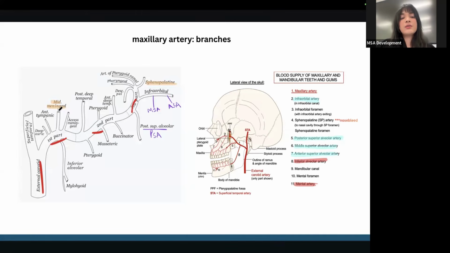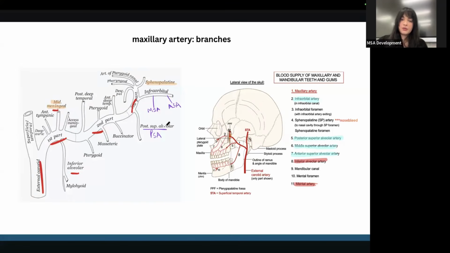The first part, I want you to remember, middle meningeal artery, inferior alveolar. All of these are important, by the way, but just remember now for recall's sake, middle meningeal and inferior alveolar. Second part, posterior deep temporal, pterygoid, anterior deep temporal, pterygoid, masseteric, buccinator, so all the muscles, basically. And then you have the third part, you have infraorbital and sphenopalatine and posterior superior alveolar.